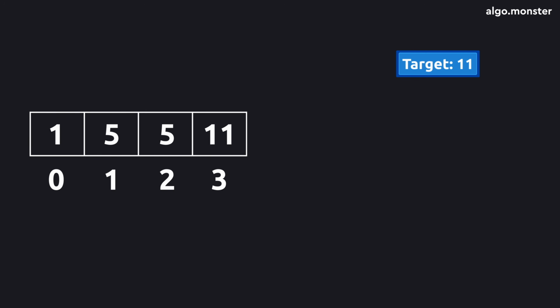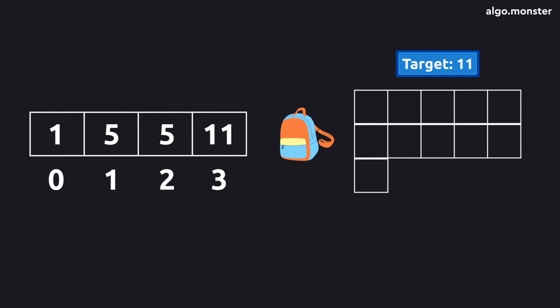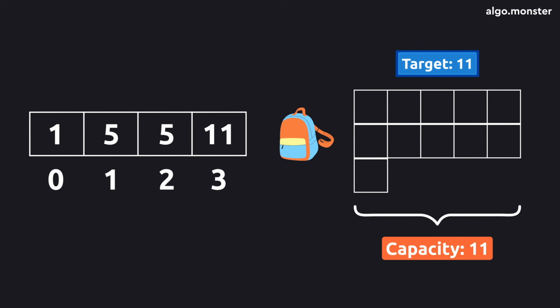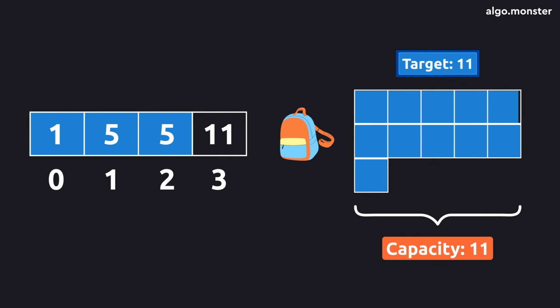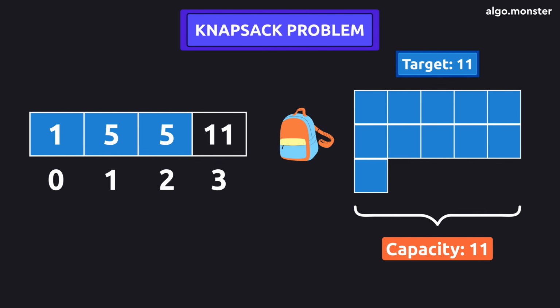We don't actually need all subsets. We just need to know, is it possible to get a specific sum? Imagine you're packing a backpack. You have items of different sizes, and the backpack has a fixed capacity. No more, no less. Question: can you fill the backpack exactly without any remaining space using some of the items? That's the classic knapsack problem. And our problem is a special case of it.